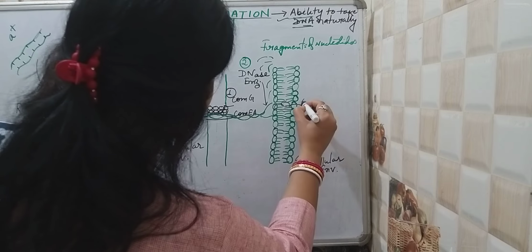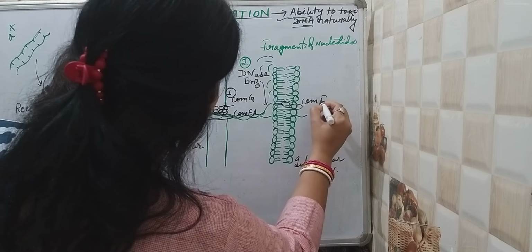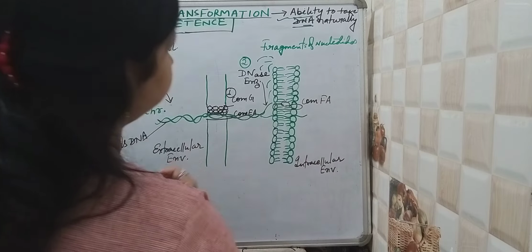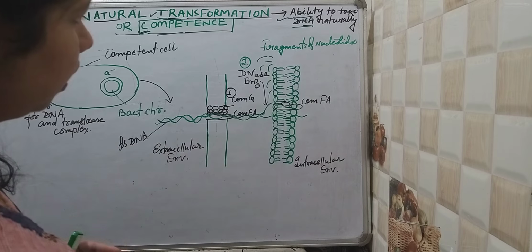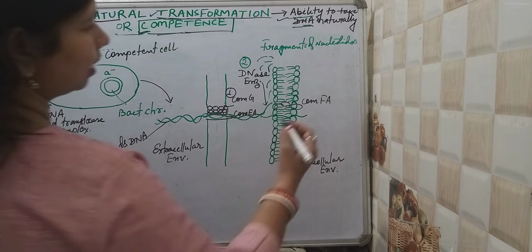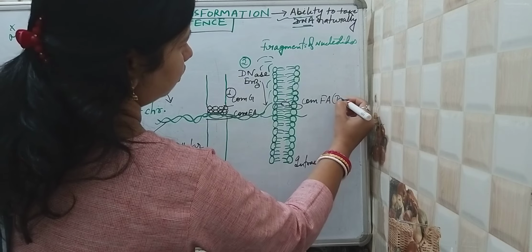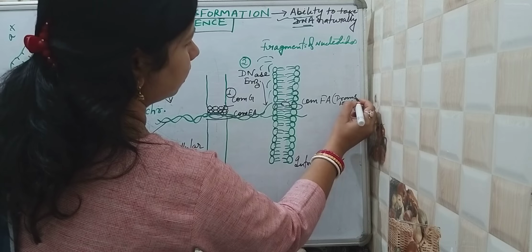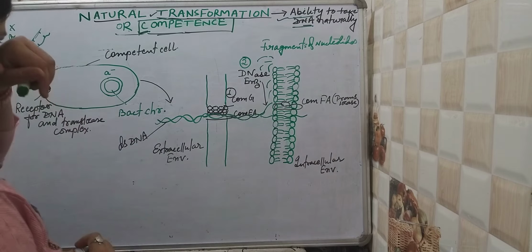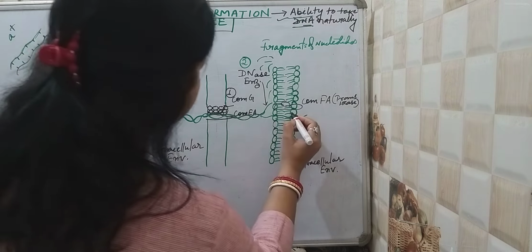This is the ComFA protein. What is the function of ComFA protein? ComFA protein acts as a translocase. I have told earlier, translocase.